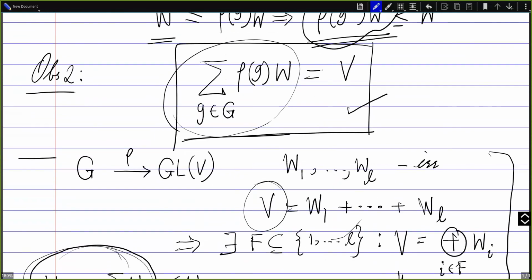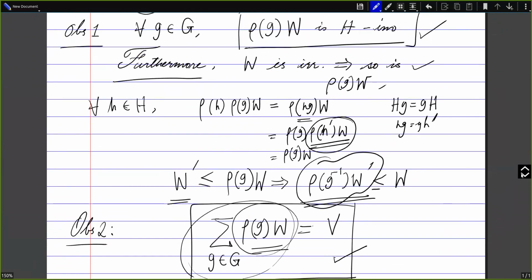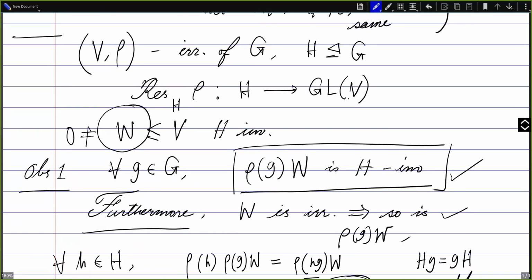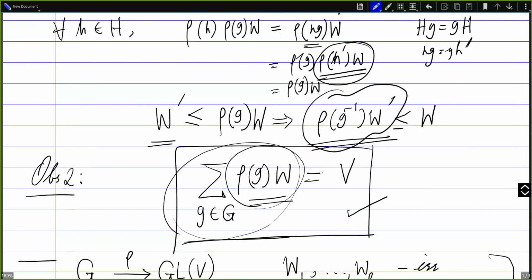We use that in this situation because each of these terms is H irreducible. It's appropriate to say H irreducible because V is already an irreducible representation of G. If we just stick to G, then there is nothing more. But when we restrict to H, all this comes up. So here irreducible means H irreducible subspaces.